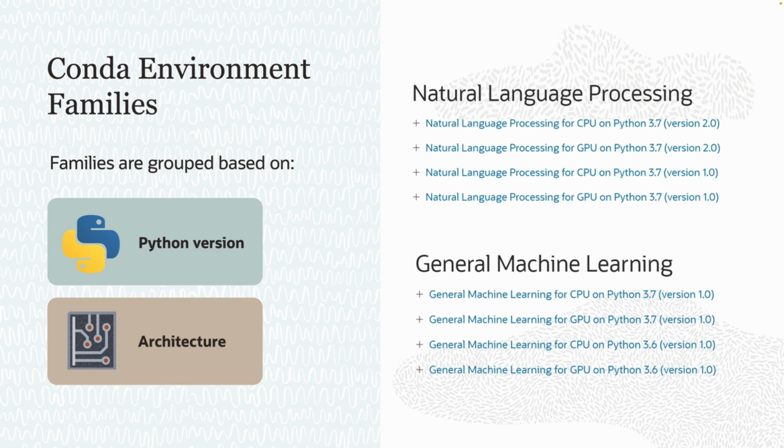Another example, the general machine learning conda environment. Each version that's being shown here only has a single version, and we've gone from general machine learning for CPU Python version 3.6 version 1 to general machine learning for CPU on Python 3.7.